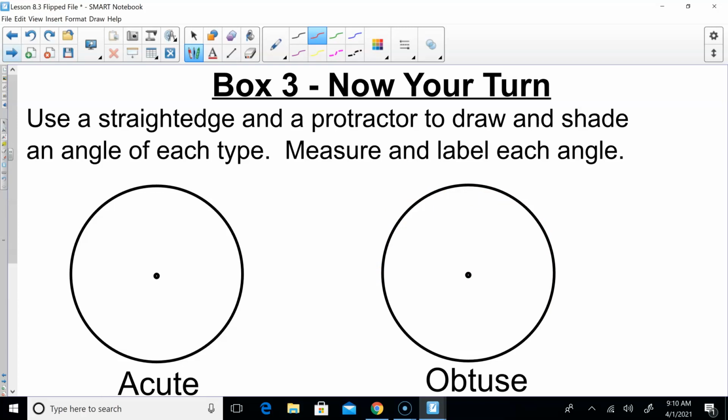And right now you can draw a big line. It says box 3, now your turn. So you use a straight edge, and you draw your own acute angle and measure it within a circle, and your own obtuse angle and measure within a circle. Even if you have a compass, you can draw nice circles with a compass. So another tool to help you out. So you can pause the video. Good luck on those two.